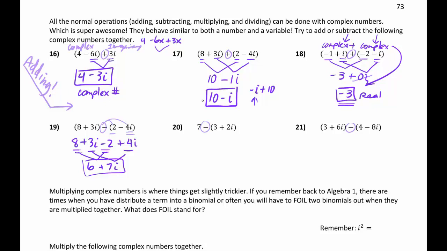Let's go ahead and take a look at question 20. If I take the negative here and distribute it to the 3, that will be minus 3, and a negative times plus 2i is minus 2i. 7, still chilling in front. And so I can take the 7 and the minus 3. 7 minus 3 is just 4. Subtract 2i afterwards. And that is my final answer.